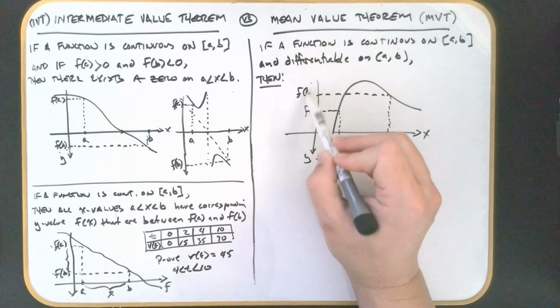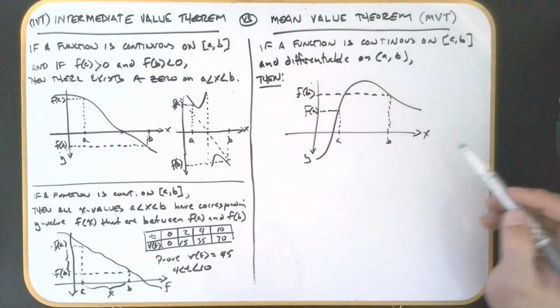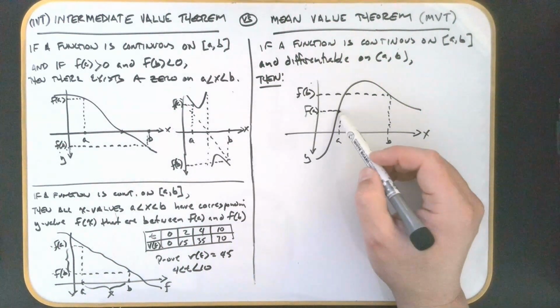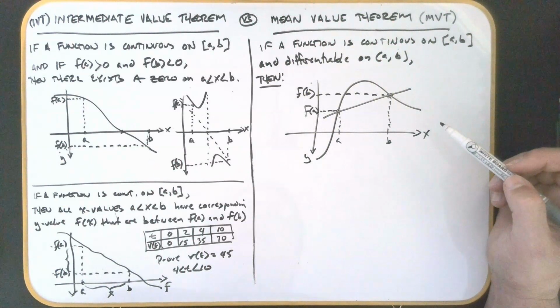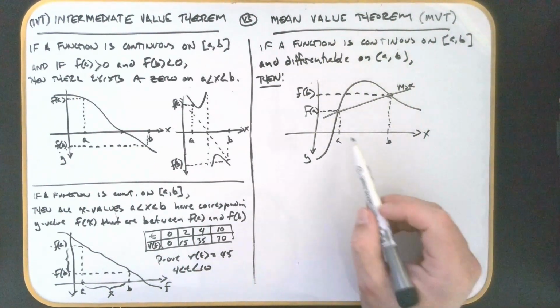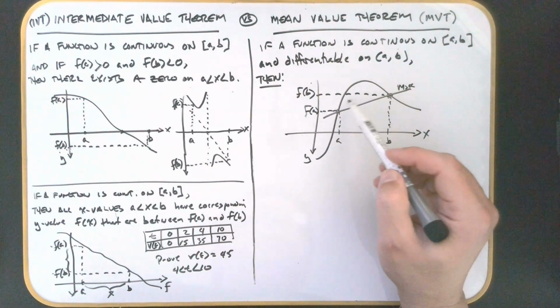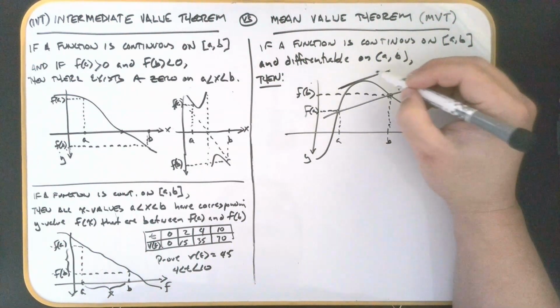And there is my f of b value. So if a function is continuous on the closed interval and differentiable on a to b, then here's what we know. Then we know that the slope of the secant going through those 2 points, whatever that slope is, there is a value in the interval such that the slope of the tangent is equivalent. And so I'm going to say maybe that's about right there.